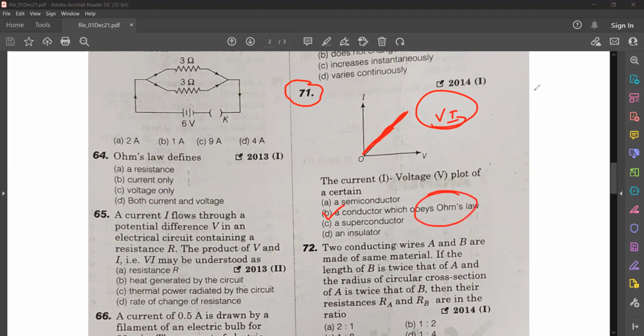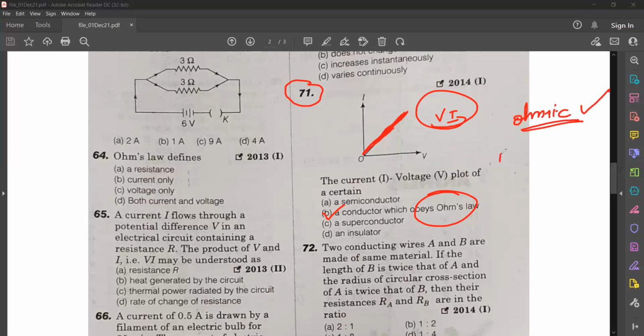Ohm's law means current flowing through a conductor is directly proportional to the voltage across the ends of the conductor, provided that temperature remains constant. That is known as Ohm's law. Now, a conductor that obeys Ohm's law is known as ohmic conductor.